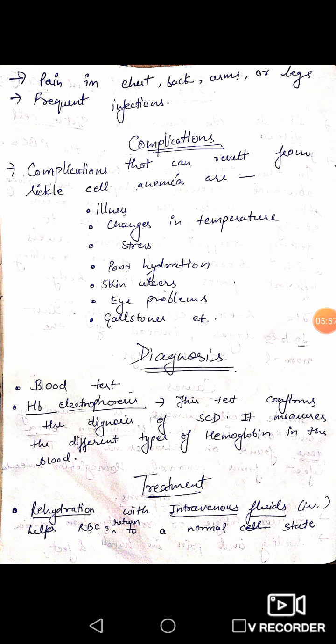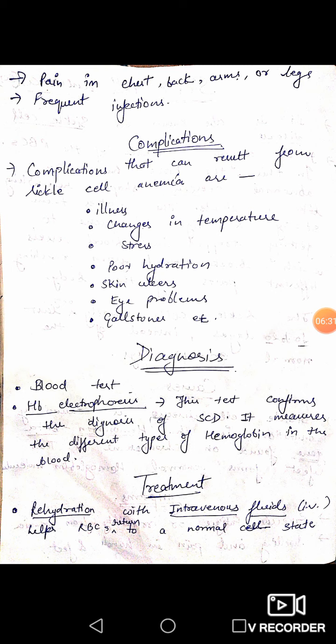Next, how can we diagnose sickle cell anemia? There are various blood tests used to diagnose it. What do we do in the blood test? We measure or evaluate the size and shape of the RBC. If the shape of the RBC is found to be crescent or sickle, then we can say the person has sickle cell anemia.